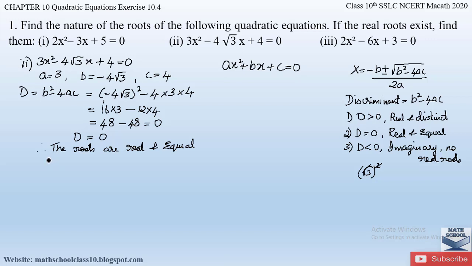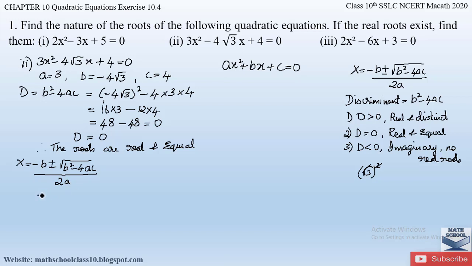Now let us find the roots by using the quadratic formula given by x is equal to minus b plus or minus square root of b square minus 4ac divided by 2a.